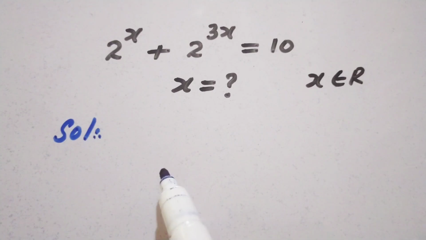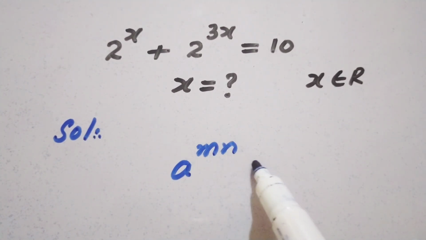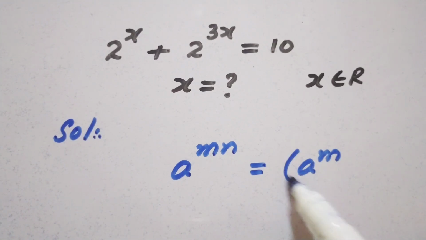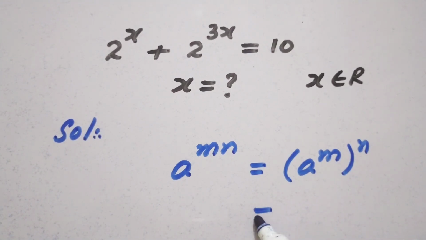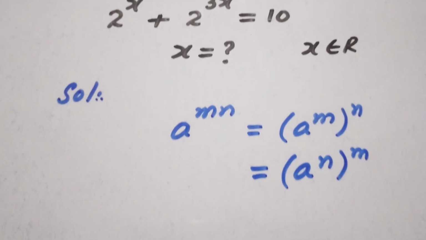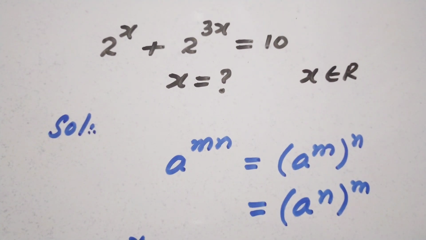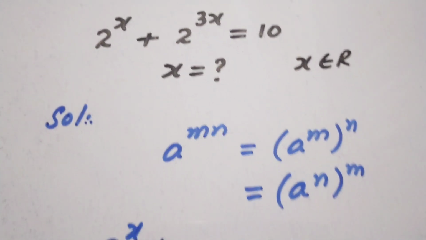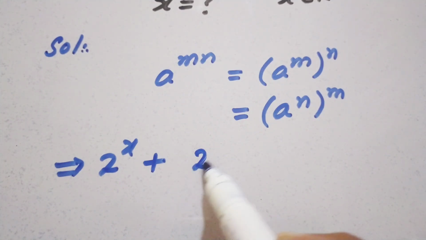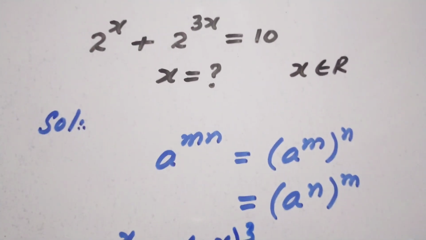First of all, from an algebraic property, if we have a power mn, this is equal to a power m whole power n, or we can write this as a power n whole power m. So by using this identity, this will become 2 power x plus the next term 2 power 3x, which we can write as 2 power x whole cube, and this whole thing is equal to 10.